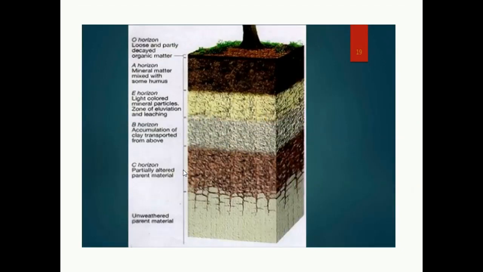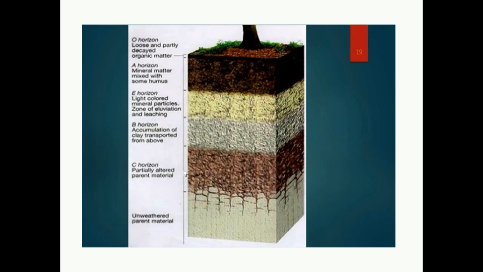You can observe the different colors of the soil layers. The upper portion of the soil layer is the O horizon. In this O horizon we can observe loose and partly decayed organic matter. It is a thin layer of the soil profile. Next, beneath the O horizon we can observe the A horizon. It is a dark brown colored layer, the A horizon, mineral matter mixed with some humus.